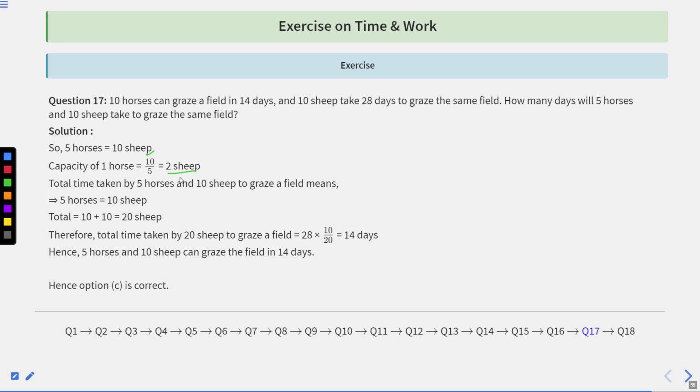For the total time taken by 5 horses and 10 sheep to graze a field, 5 horses equal 10 sheep. So the total is equal to 10 plus 10, that is 20 sheep. Therefore, the total time taken by 20 sheep to graze a field is 28 into 10 upon 20, that is 14 days. Hence 5 horses and 10 sheep can graze a field in 14 days. The correct option here is option C.